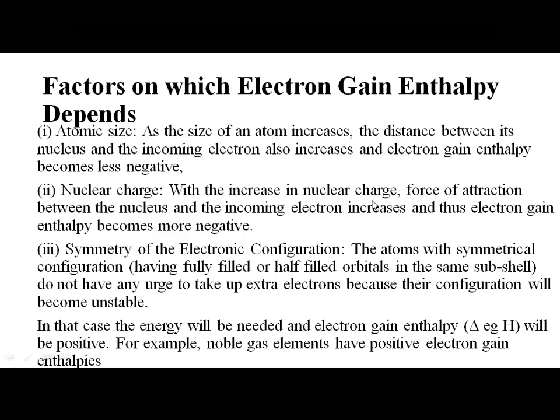Nuclear charge. With the increase in the nuclear charge, the force of attraction between the nucleus and the incoming electron also increases. Thus electron gain enthalpy becomes more negative. So as nuclear charge increases, it will pull the incoming electron more strongly. When it is pulling the electron more strongly, the energy will be released. Therefore we say electron gain enthalpy becomes more negative.